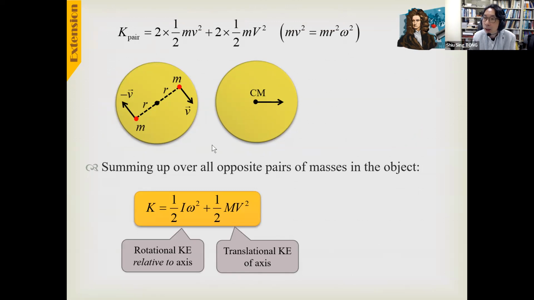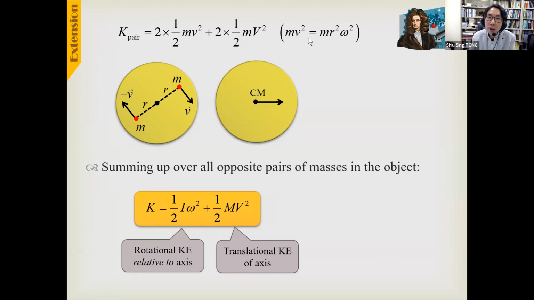I can sum up all pairs that contribute to the whole body, right? For each pair, I have this sum, but I can sum up the kinetic energy from all opposite pairs, and it becomes the kinetic energy of the whole moving object. For each pair, I have this separation, and so for the whole thing, I also have this separation.